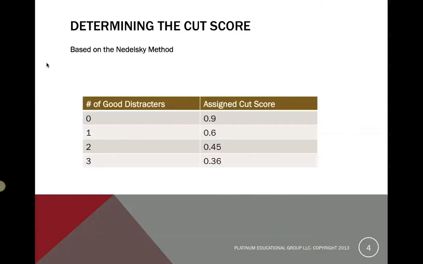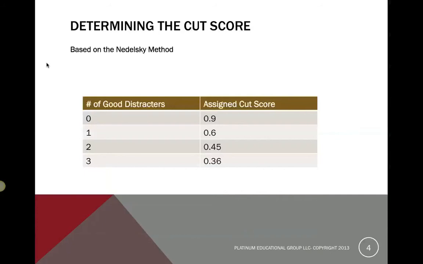So first off, to determine what the cut score is, we use the Nadelsky method. Nadelsky was a statistician and basically looked at what is the likelihood that you know what you're talking about versus you're just guessing on a multiple choice item. So if there are 4 options on a multiple choice, how many good wrong answers can there be? Well, there could be none. There's just the right answer and 3 wrong answers that aren't all that good.